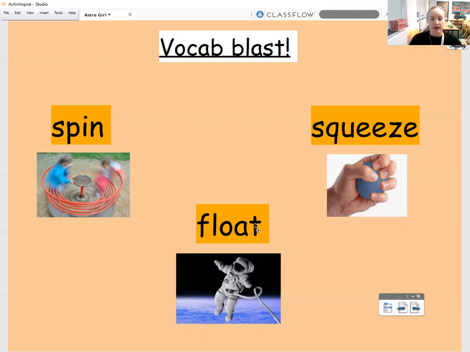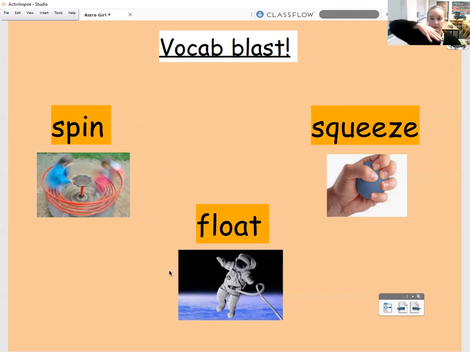In the middle, we've got the word float. Okay, so if you're floating, it means you're not fixed to something. It means you're floating above it or amongst some things. So here, look, we've got an astronaut and he's floating in space. He's not stuck to anything. He's floating in zero gravity because there's no gravity up in space.